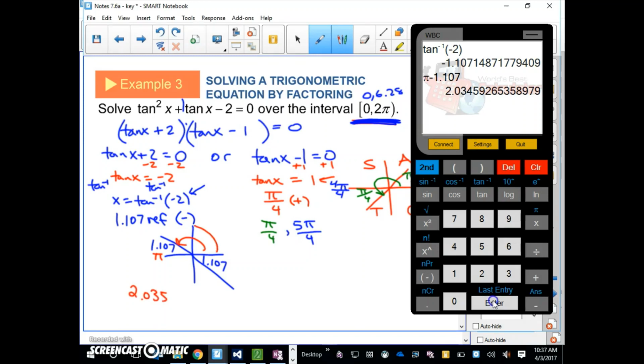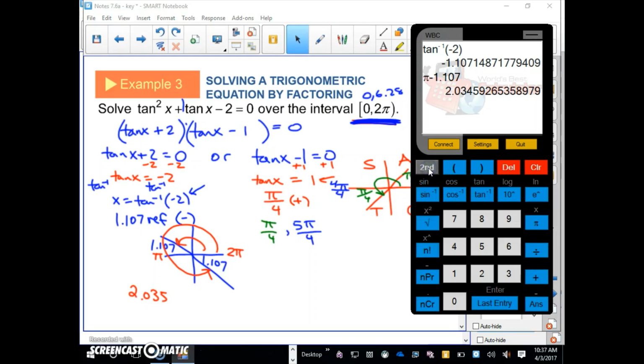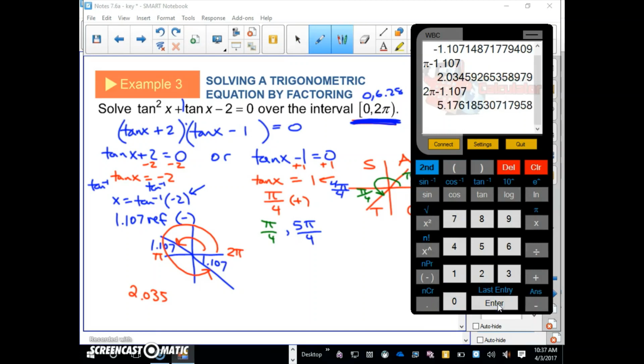And then you've got the other one, the one in the fourth quadrant. Remember, all the way around is 2 pi. So it's 1.107 before you get all the way to 2 pi. 6.28 if you're estimating there. So let's do 2 pi minus 1.107. 5.176. So we have 4 answers here in that interval from 0 to 2 pi.